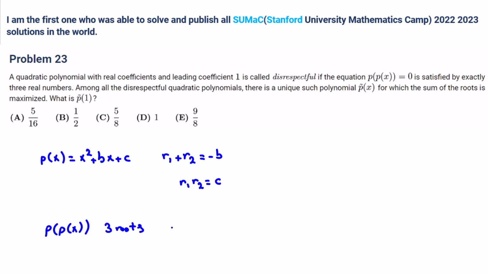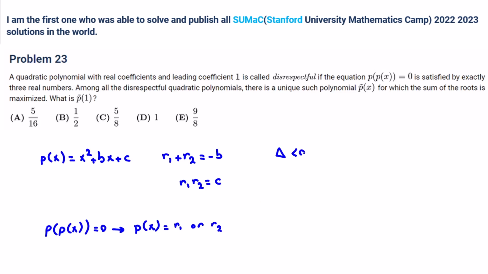Because of this, if we consider delta of P of X, what can we say about it? It would be positive. Positive, because when this one is 0, we can conclude P of X is what? The roots of P of X are R1 and R2. Yes.